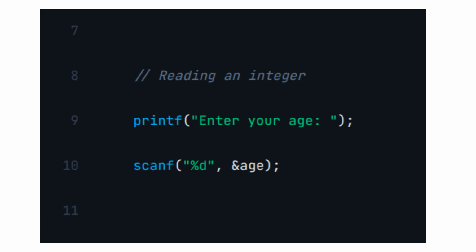So what this line is saying is, whatever number the user types on the keyboard, grab it and store it inside the variable called age. So the flow is simple. Printf asks the question, and scanf waits for the answer. The user types a number, hits enter, and that value gets saved into age. That's it.